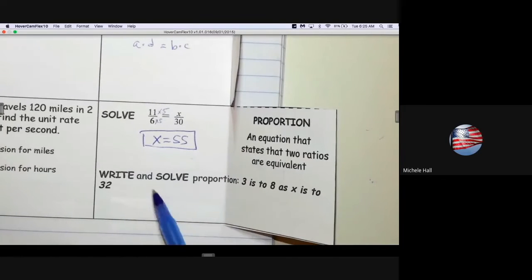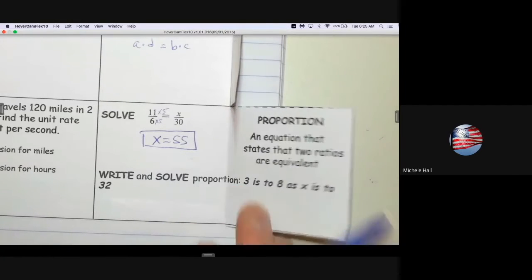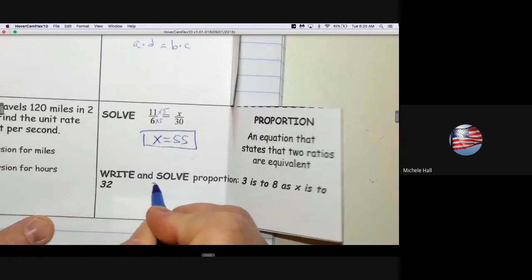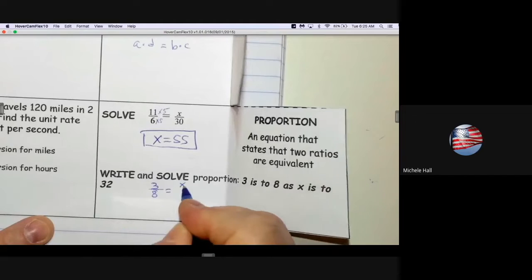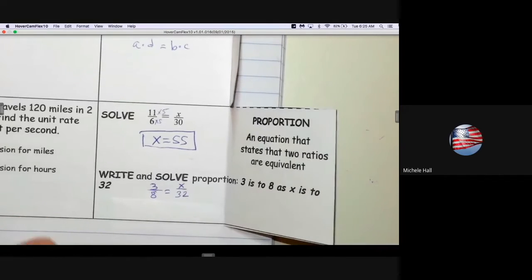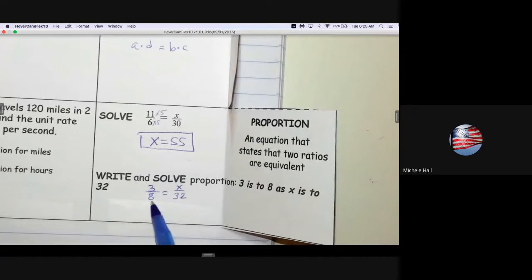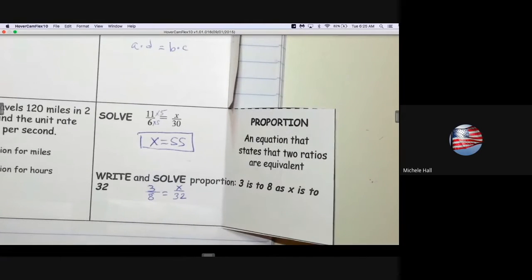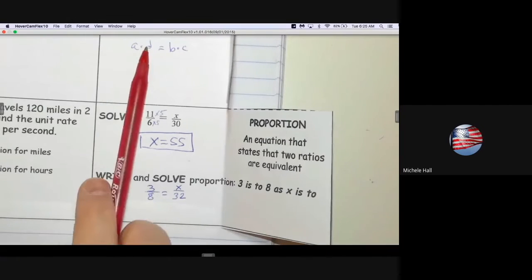The next one says, write and solve a proportion, and this is the proportion. 3 is to 8 as X is to 32. On this one, I am not going to use the shortcut, even though I can see that 8 is going up to 32 evenly. I would like to show you how to solve a proportion, even if there would not be an even jump. Again, I'm going to use the cross products.